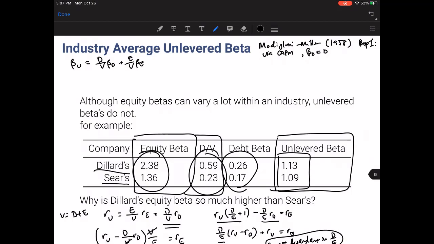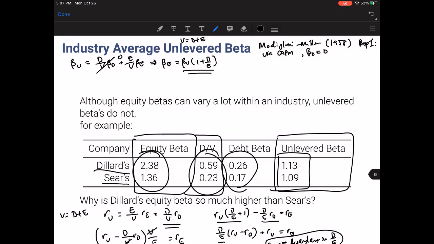So this is 0. And we can rearrange this expression and solve it for beta E. That's going to give us beta U times (1 plus D over E), because V is equal to D plus E. So V equals D plus E, just to remind you how we get that. All right, so once we have beta E, we can then use CAPM to get the cost of capital of equity, using this term here.